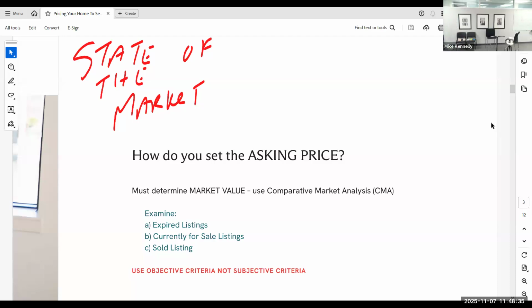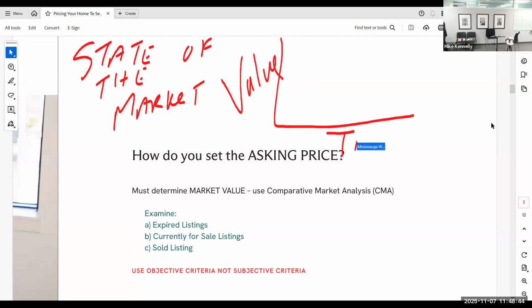All right, so we're going to give you the state of the market. This is a general market, Mr. and Mrs. Seller. This axis is called the value axis. This one here is called the time axis. Time is measured in days, weeks, months in our business. Value is represented in dollars. Okay, so this is the state of a market, the market cycle. And so here we go.